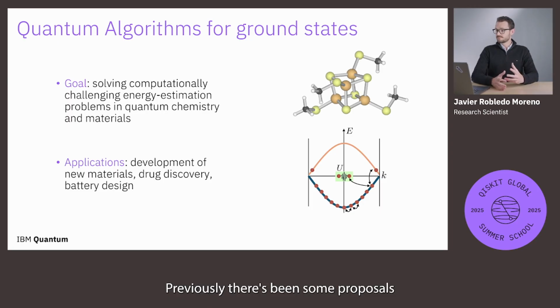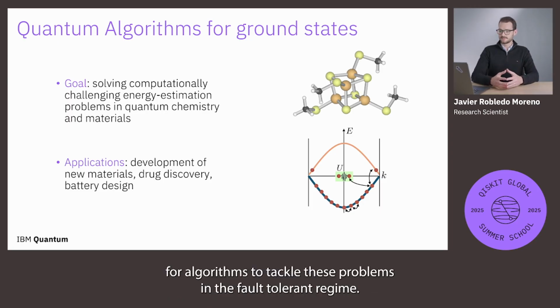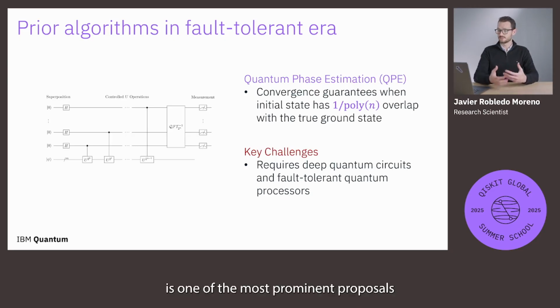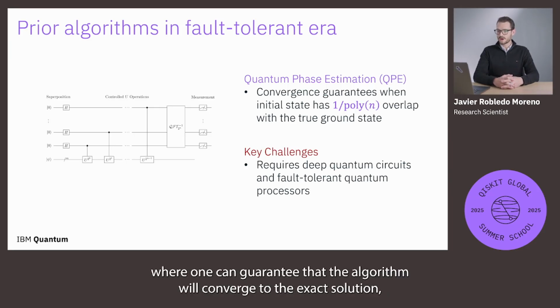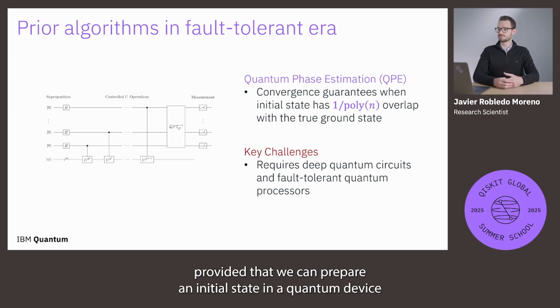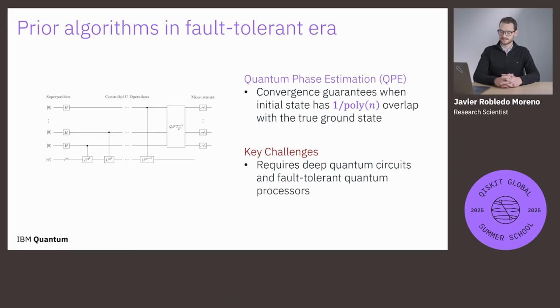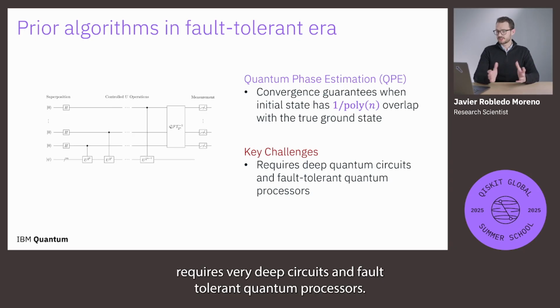Previously, there have been some proposals for algorithms to tackle these problems. In the fault-tolerant regime, the very famous quantum phase estimation algorithm is one of the most prominent proposals, where one can guarantee that the algorithm will converge to the exact solution, provided that we can prepare an initial state in the quantum device that has 1 over a polynomial overlap with the true ground state. However, one of the key requirements is that it requires very deep circuits and fault-tolerant quantum processors.